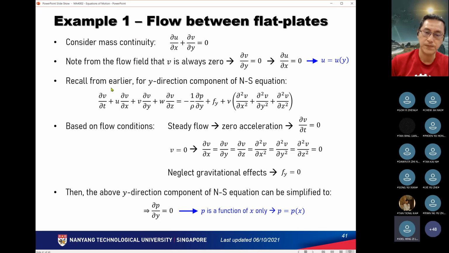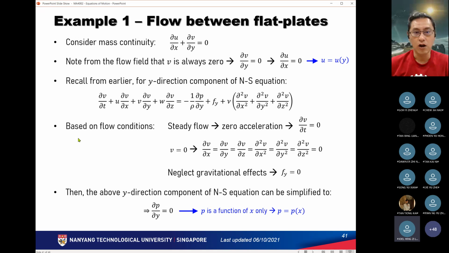Okay, since we've got the three different equations of the Navier-Stokes equation, let's start off with the one that's associated with the y direction. And this is how it looks. We have del v by del t plus u del v by del x plus and so on and so forth. For the interest of time, I'm going to do it without the whole expression. You guys can see it.